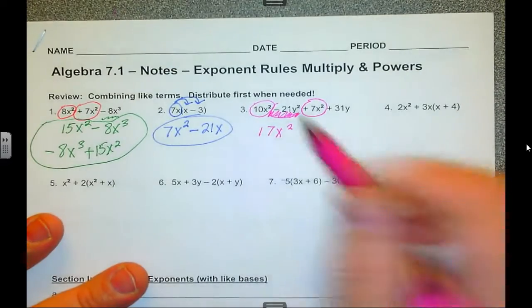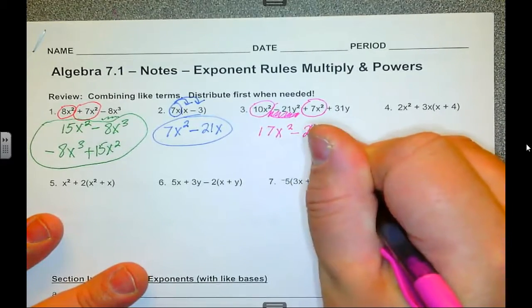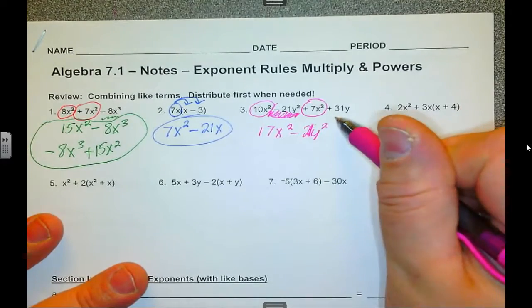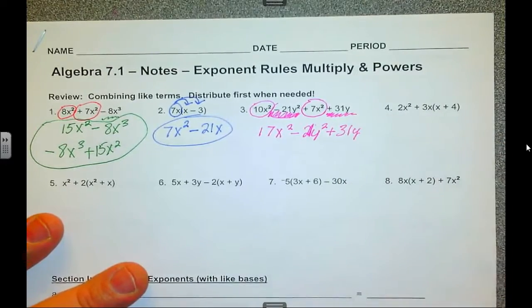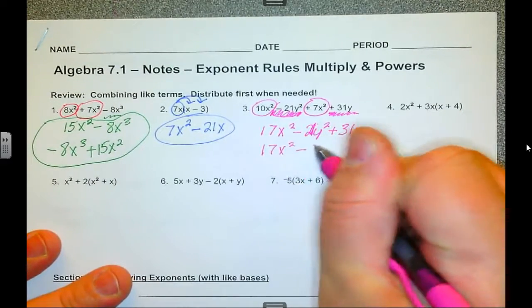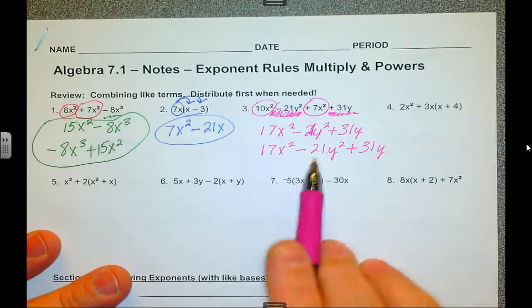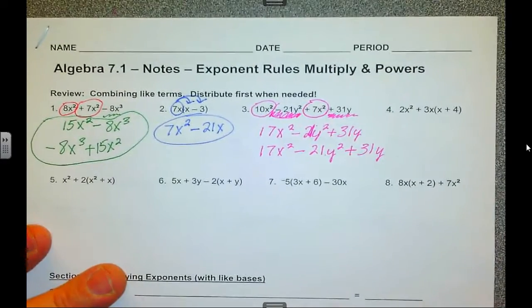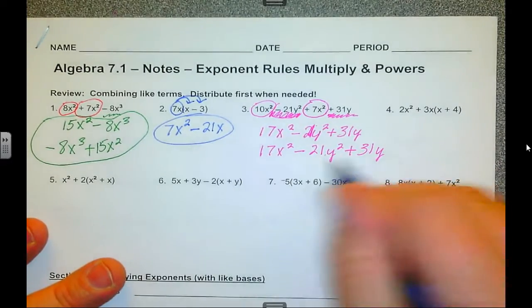Okay. And then I have my minus 21y squared. And then I have my plus 31y. Okay. 17x squared minus 21y squared plus 31y. Don't combine these y's. They're not like terms. Yeah, if this was a squared, then I can combine them.